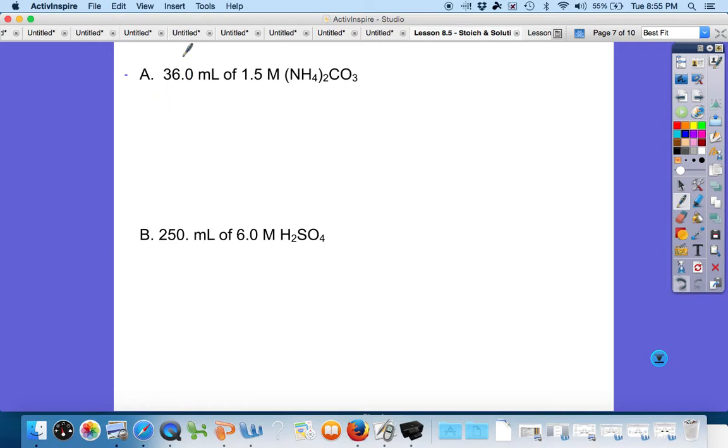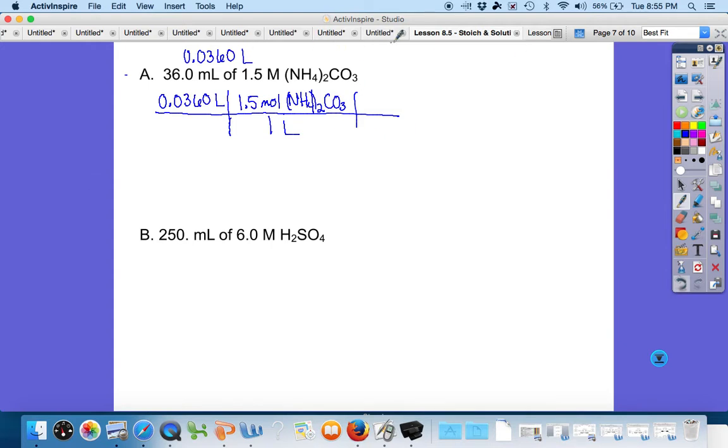Welcome back. So we have 0.0360 liters of a 1.5 molar ammonium carbonate solution. So we're going to start with 0.0360 liters. And sometimes I just like to set this all up as one calculation. So we know our molarity is 1.5 moles of ammonium carbonate per 1 liter of solution.